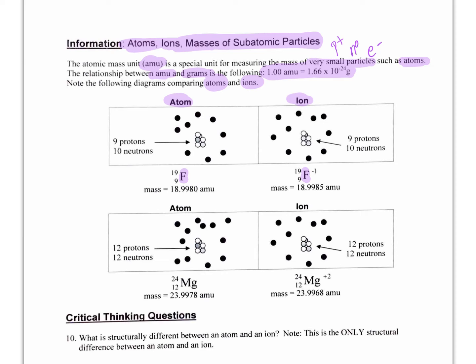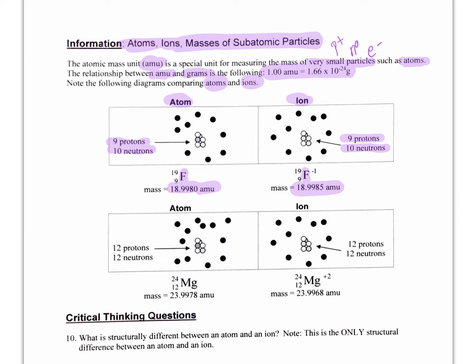So this fluorine's got 9 protons, and this other one, 9 protons. It has to, because if it had any more, it would be something else. And it has 10 neutrons, and this one has 10 neutrons. So these are not isotopes. This is the exact same atom. It's 2 atoms of fluorine, same number of protons and neutrons. And then notice the mass here, 18.9980 AMUs, and over here it's 18.9985. So we've changed ever so slightly.